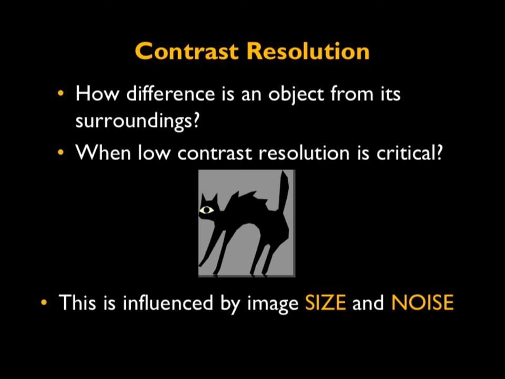It is also important to understand when low contrast resolution is critical. Shown is a series of images of an object with respect to the background, and the object becomes more clear and visible when the difference between the object and the background becomes larger. Also important is that the contrast resolution is influenced by the size of the object and the image noise in the background.